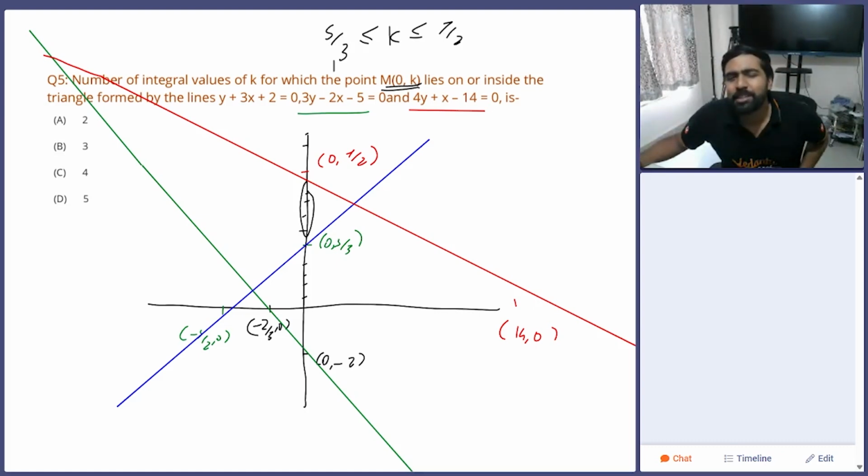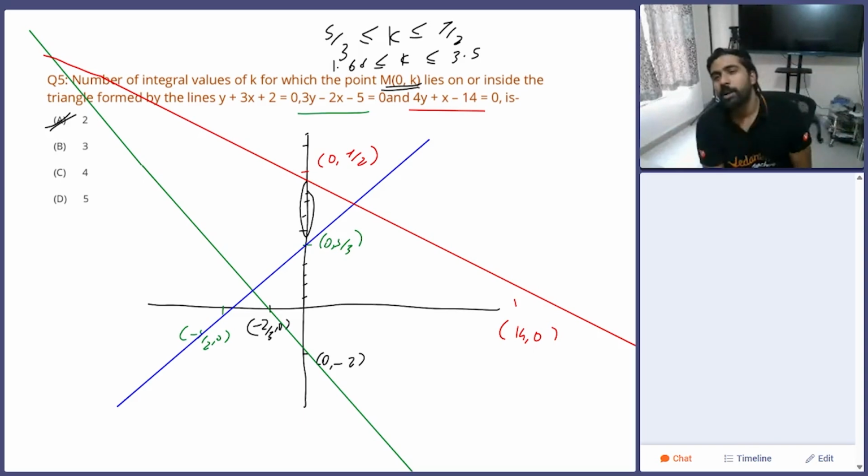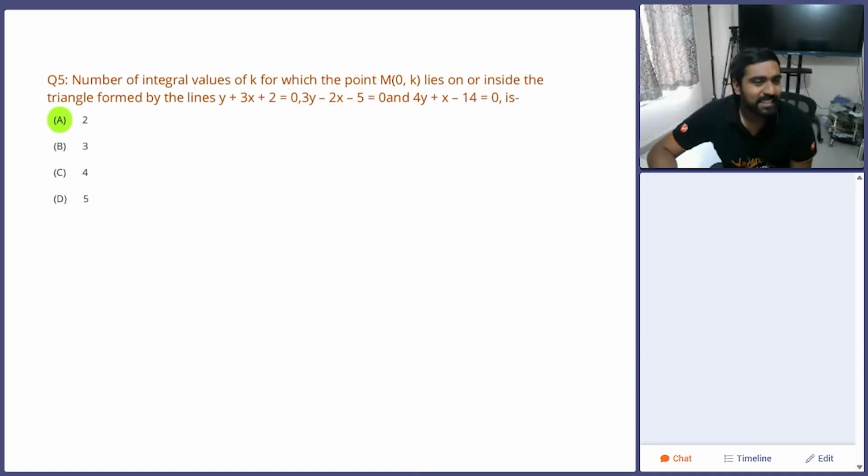Okay? What is 5/3 over here? It is approximately 1.66. Your k has to lie between 1.66 and 3.5. So basically 2 and 3. Yeah, there's only two integer values possible. Option A will be the answer. Okay? All of you, is the idea clear? It's all about which are the integral values which lie inside or on the triangle on the y-axis. So the y-axis part, that is the part which is lying inside the triangle. You just have to find the integral values of k for which it will be satisfied. Okay? So yes, option A, 2, will be the answer.